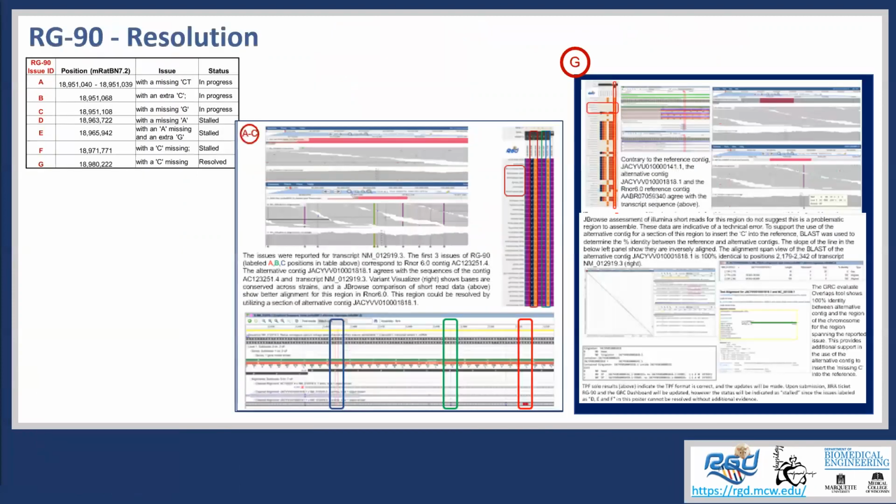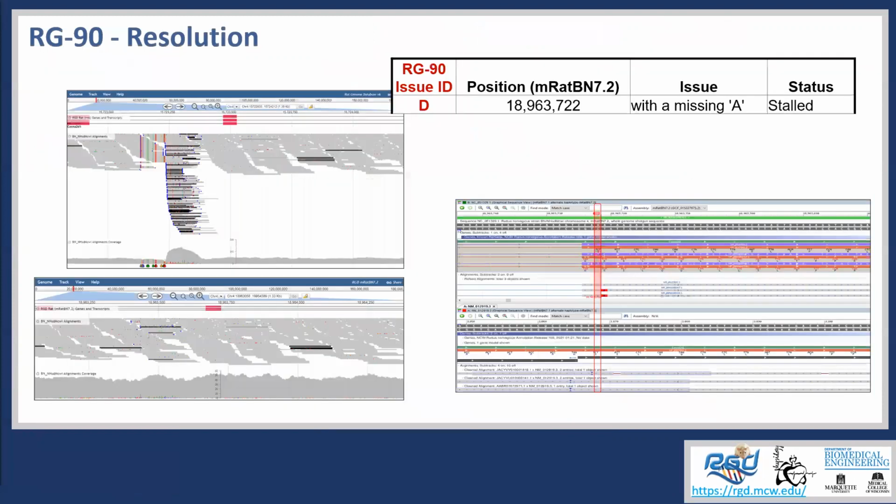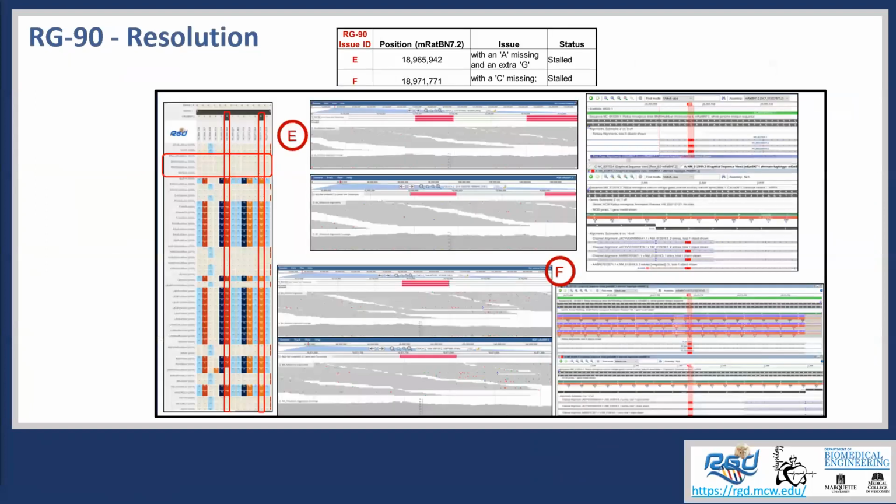4 of the reported issues listed in Ticket RG90 will be resolved using the workflow described for RG8. For this location, preliminary data show the short read alignment is better in the new reference. The error was reported for transcript NM_012919.3, but other transcripts do not contain the reported missing A and agree with both the primary and alternative alignments.